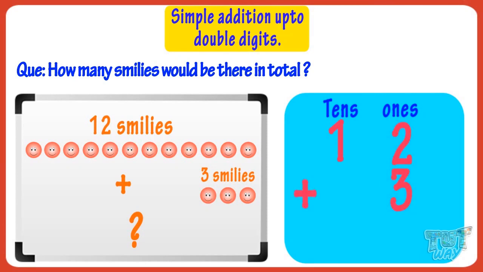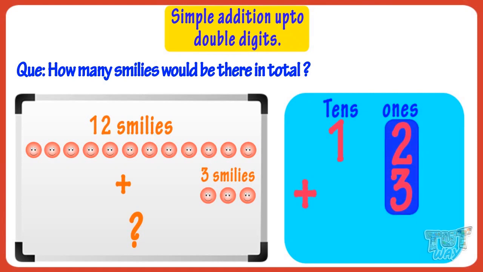You will add them like 2 and 3 are in ones place. Add them first. 2 plus 3, we get 5. Write 5 below them.